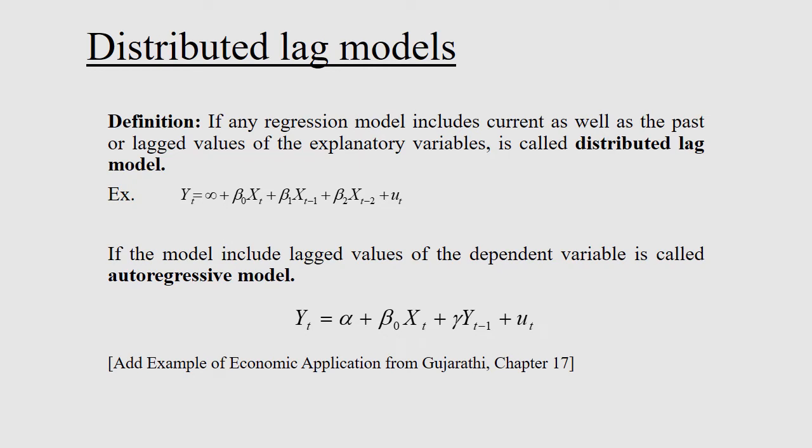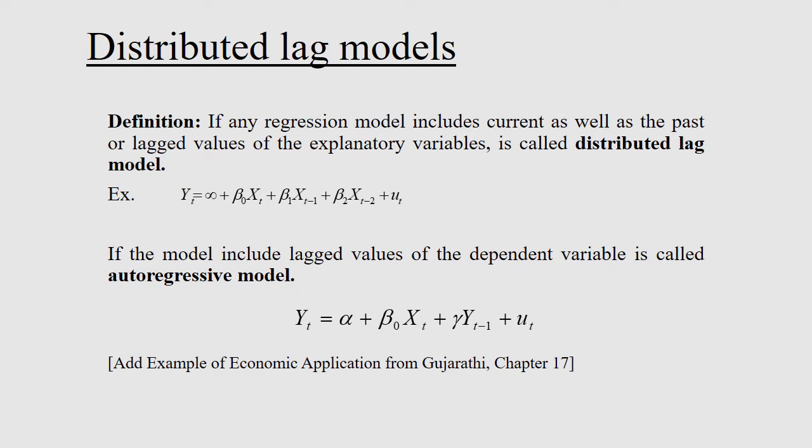Now how to specify the equation? Here yt is the dependent variable, xt minus 1, xt minus 2 are the independent variables, ut the disturbance term, alpha, beta naught, beta 1, beta 2 are the parameters. So the structure is similar to the multiple regression model, but here we will not say it multiple regression model, rather it is a distributed lag model, because here some of the variables are in the form of lag, that is xt minus 1 and xt minus 2.